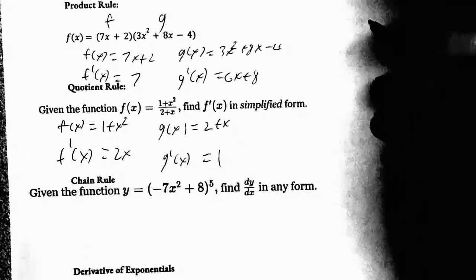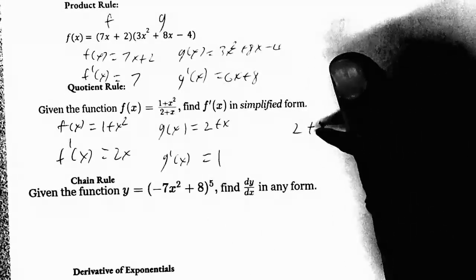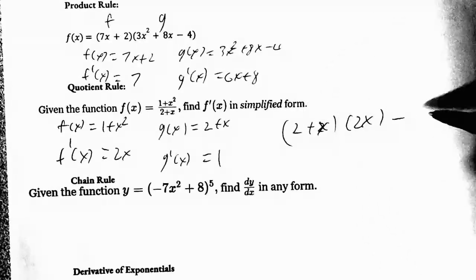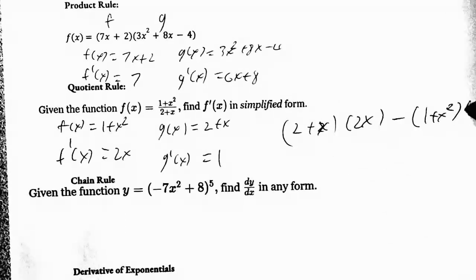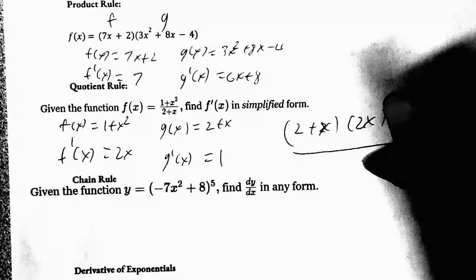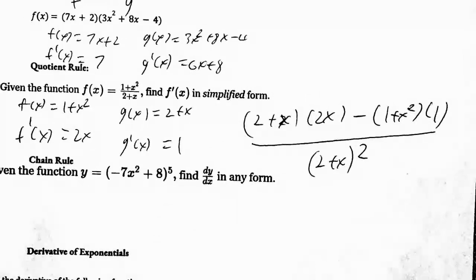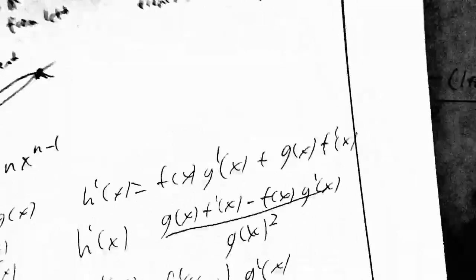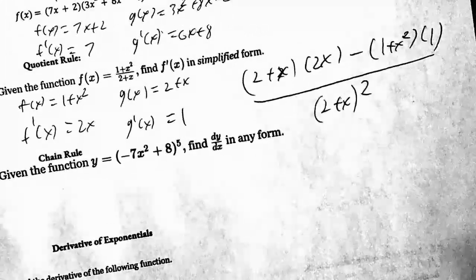Now plug it in. Low d high minus high d low. So low is the denominator. So again, you can use your notes, but it's going to be 2 plus x, d high, 2x, minus high, 1 plus x squared, d low, just 1. All over low squared. That's 2 plus x squared. Okay? So identify f of x, g of x, find the derivatives, then plug them into the formula which you have here.